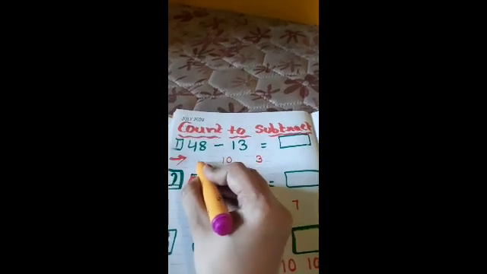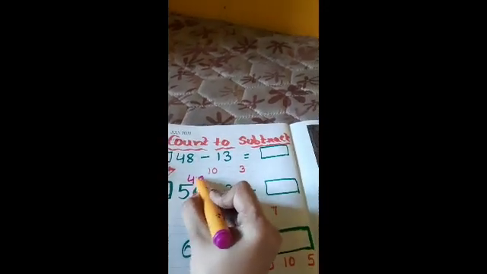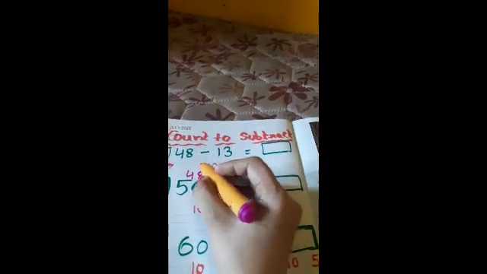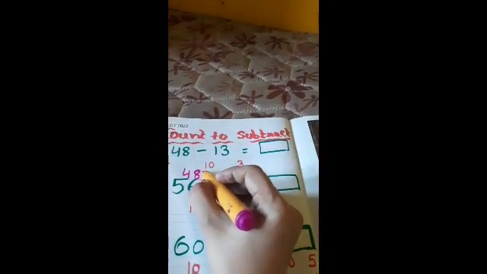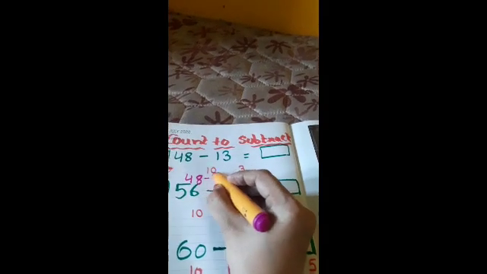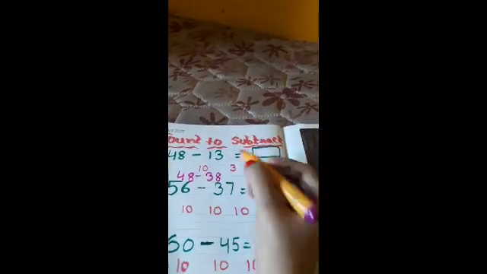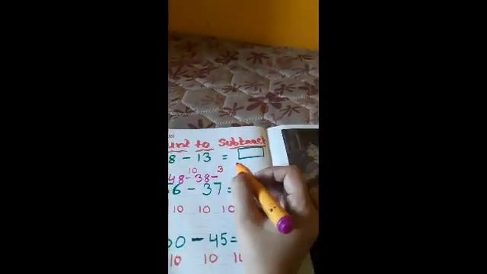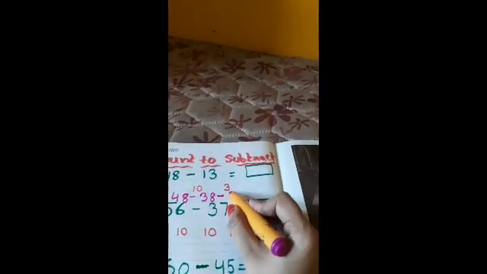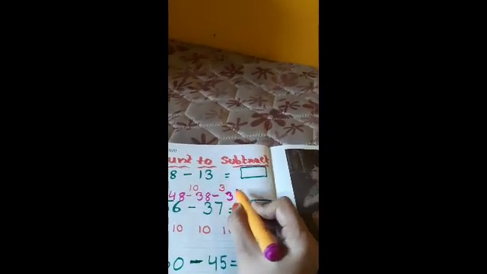So, the number given here is 48. Right? Minus 10 will get you the answer 38. And minus 3 will get you the answer 35. So the answer here is 35, right?